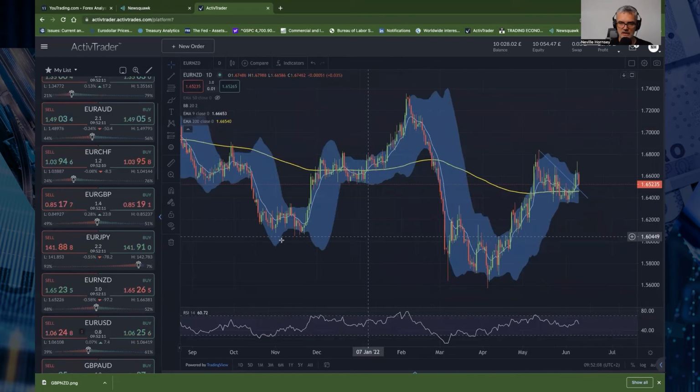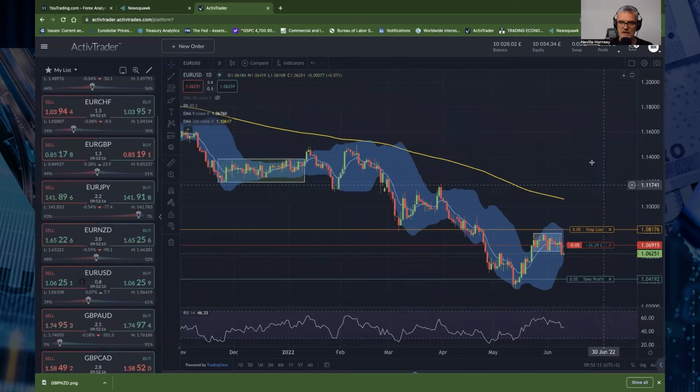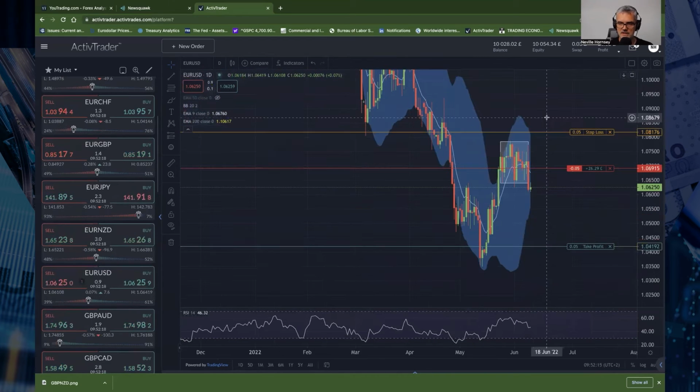Euro versus New Zealand dollar. No trade as such to talk about there. Euro versus the US dollar, we're in a short now. Where my stop loss is and my entry, we had a sort of 50% move of that range yesterday.